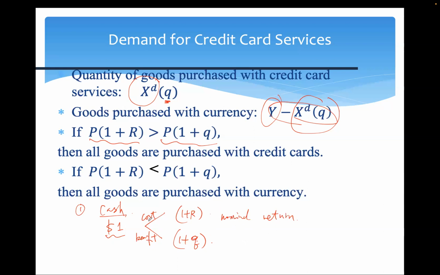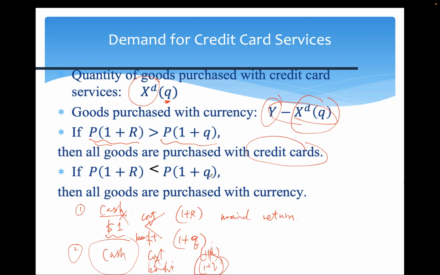Now, if this cost is greater than the benefit, what am I going to do? I'm not going to use cash, right? Because it's just too costly for me to use cash. Meaning, if 1 plus R is greater than 1 plus Q, then I'm going to use credit card. On the other hand, if the cost is less than the benefit, meaning if 1 plus R is less than 1 plus Q, I'm going to pay everything with cash. So it's better to avoid using credit card when Q is too high.